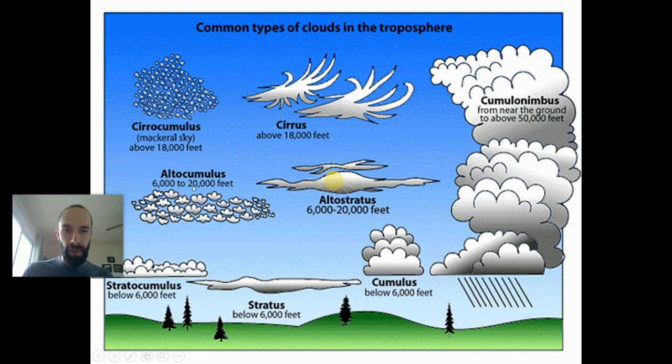Alto, now we're in the middle. Alto meaning above 6,000 feet, up to 20,000 feet. Alto cumulus, puffy. Alto stratus covers the sky. Cirrus, cirrus meaning wispy, hair-like, okay? And then cirrocumulus, the puff balls at a really high altitude. Okay, so those are the different types of clouds in our troposphere. And there's a lot more than that, but those are the basic ones.